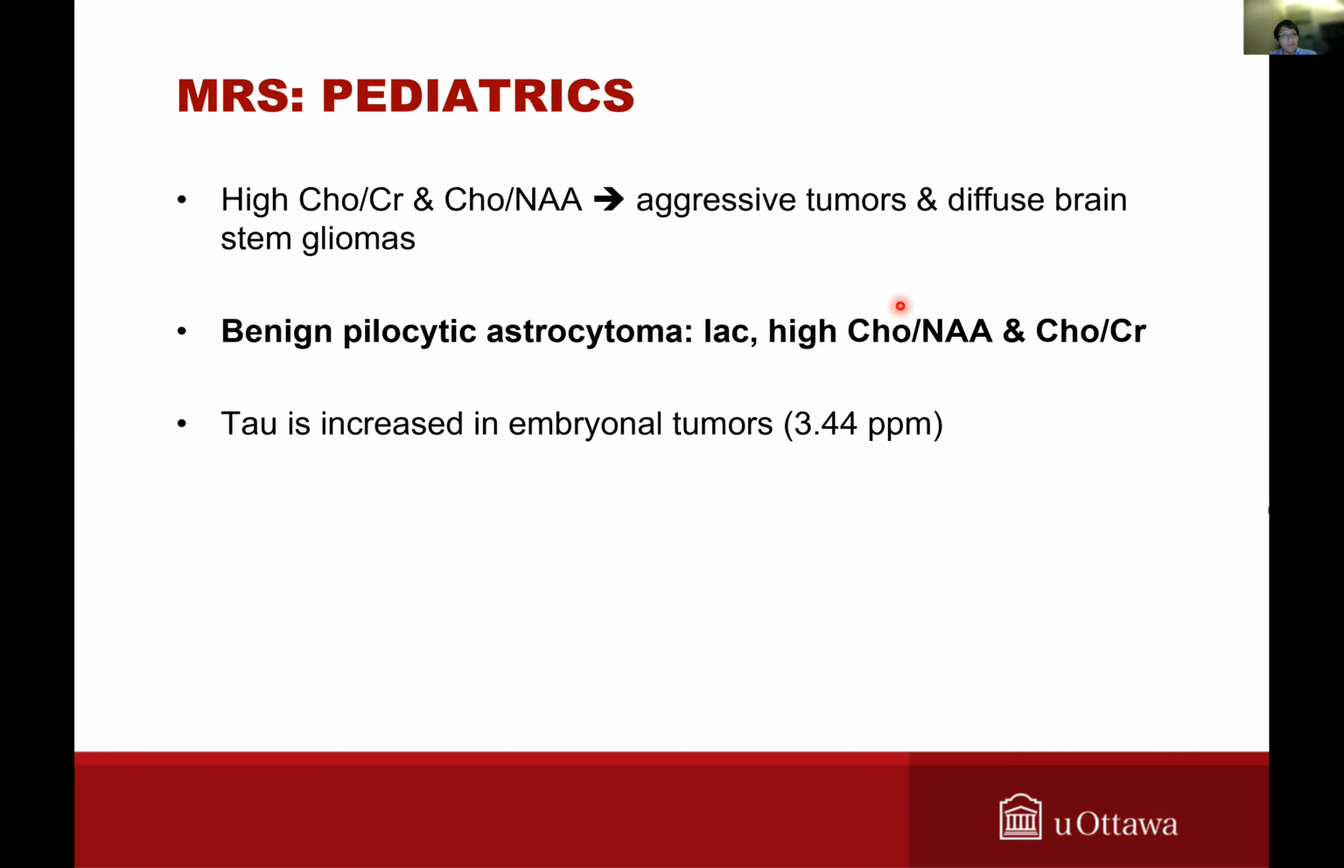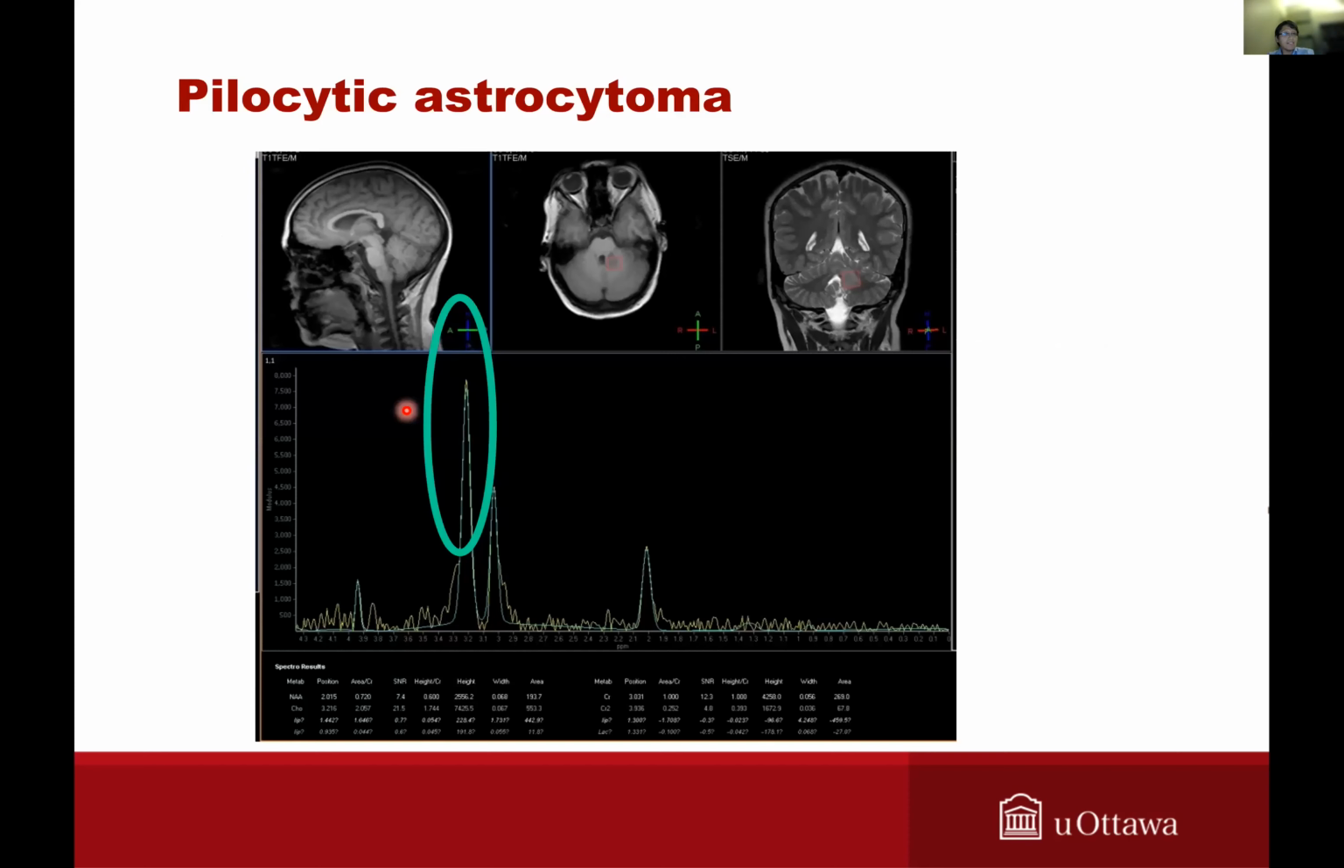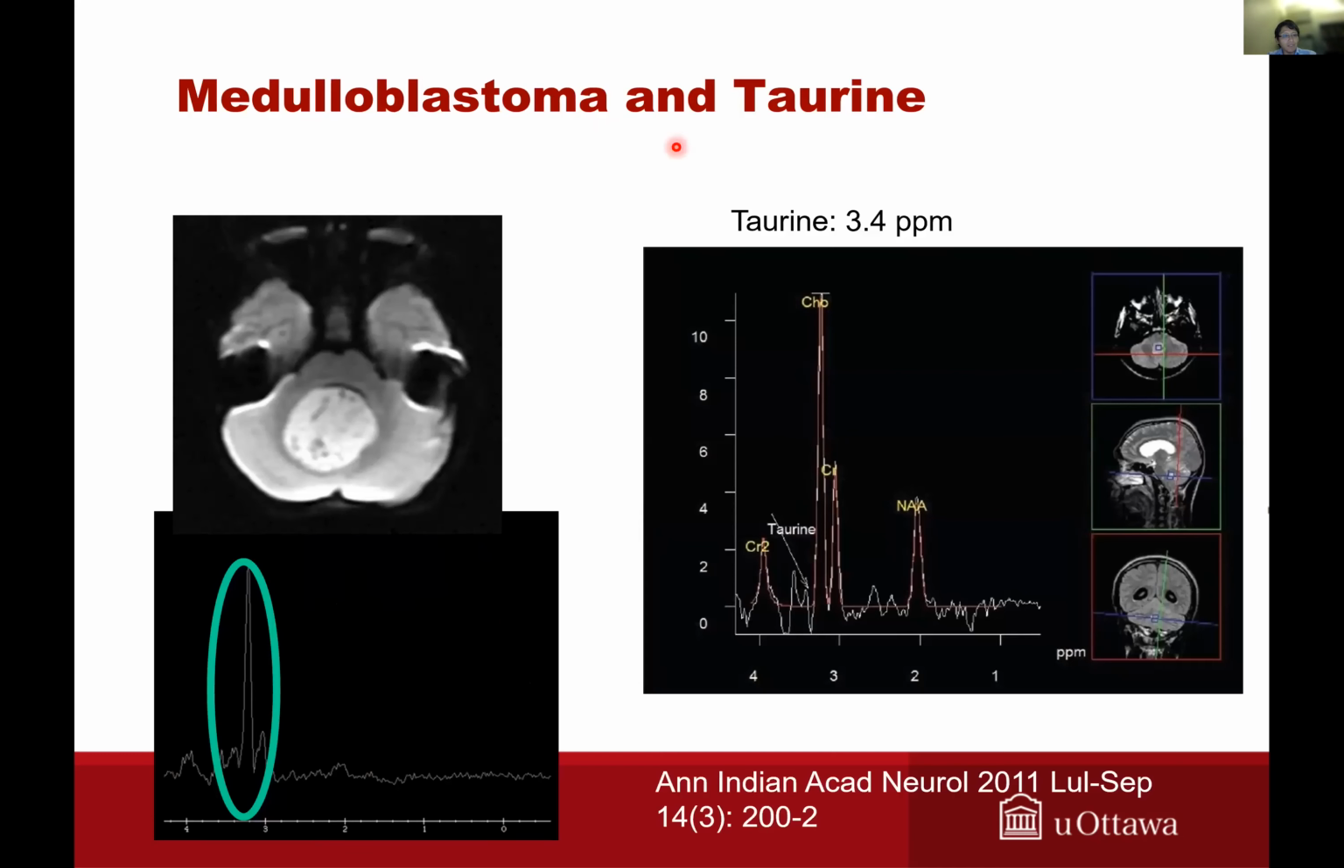Another important factor that you have to remember is to try to recognize the taurine molecule at 3.44 ppm that is traditionally seen in embryonal tumors. So this is a classic case of a pilocytic astrocytoma where you see a high peak of choline, and the NAA is diminished, but it's not completely disappeared. And this is a patient that had a pilocytic astrocytoma. This is a patient with a medulloblastoma, and here you can have the taurine peak, same as in this other publication that was taken from the literature showing the taurine molecule.